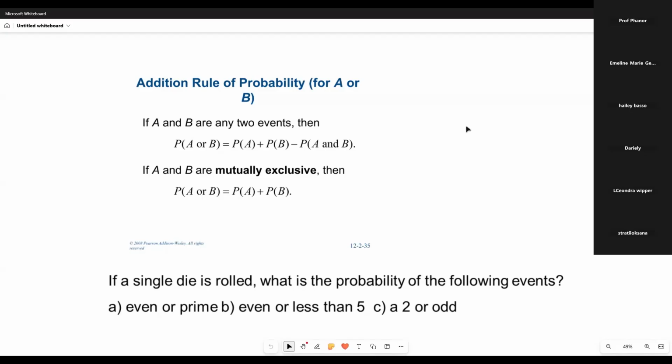So I give you the formula. If you have two events with the connective word or, the probability of A or B, A is an event, B is also an event, will be P of A plus P of B minus P of A and B. But if the two events are mutually exclusive, the probability of A or B will be just P of A plus P of B. You do not need the minus P of A and B. All right. So let's try this example here.